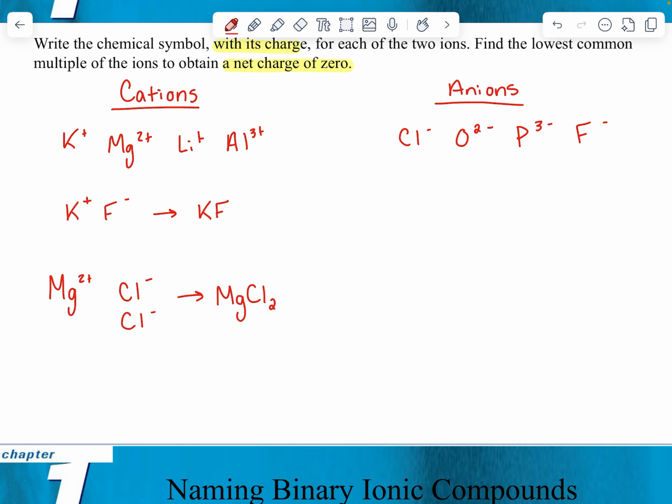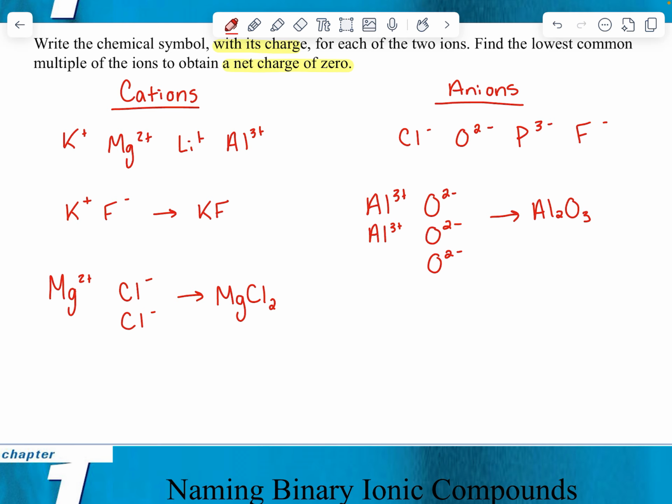Okay, another example would be aluminum, so 3 plus, combined with oxygen, which is a 2 negative. And so our lowest common multiple for both of these would be 6. So how do I add these up to 6? I would need 2 aluminums, so that totals up to 6 positive, and I would need 3 oxygens, because that would add up to negative 6. So when I write the formula then, we have Al2 because we need 2 of them, O3 because we needed 3 oxygens.